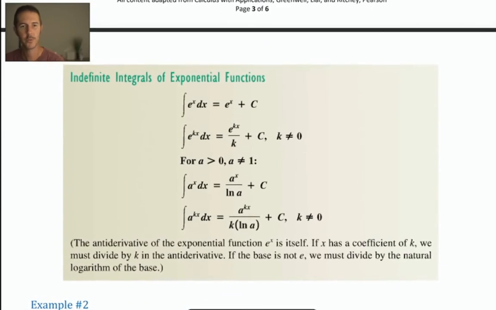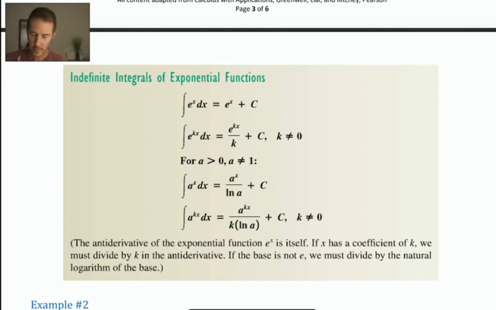Rules, rules, rules. Indefinite integrals of exponential functions. So here we're finding antiderivatives of exponential functions. The first one is the integral of e to the x equals e to the x plus c. That's nice, and it's no surprise that looks that simple because the derivative of e to the x was e to the x.